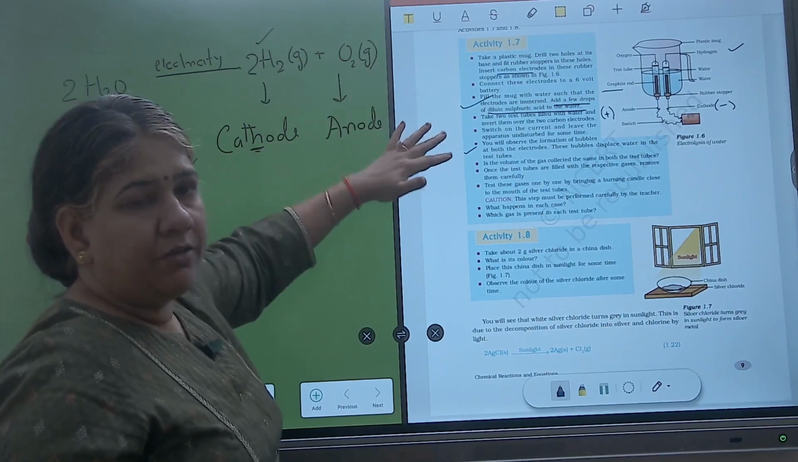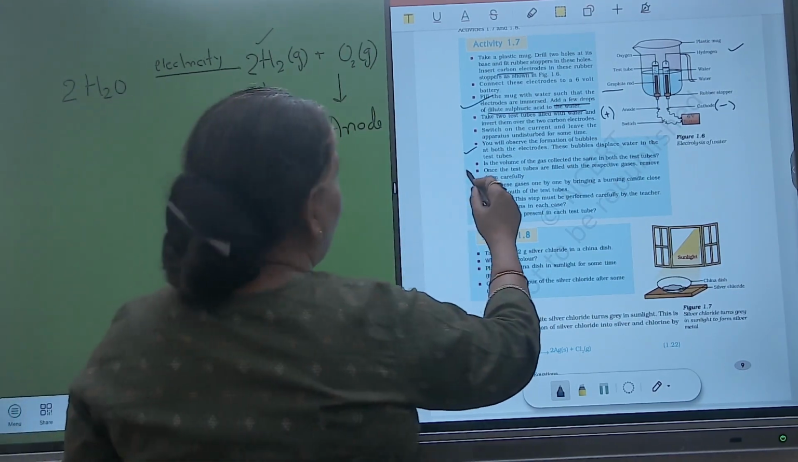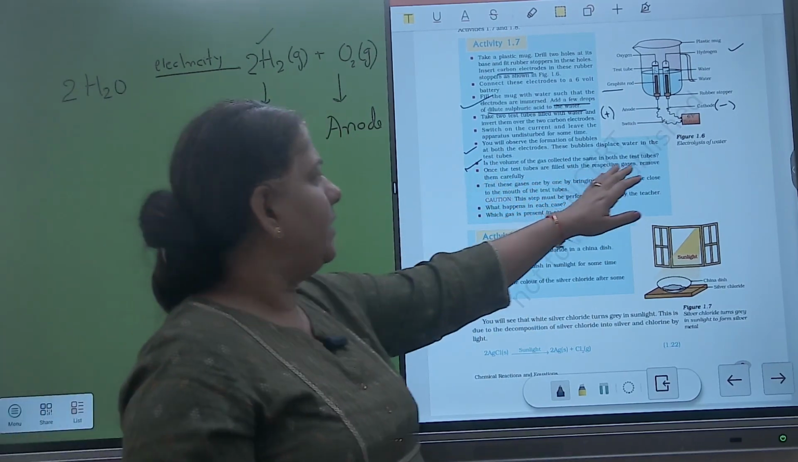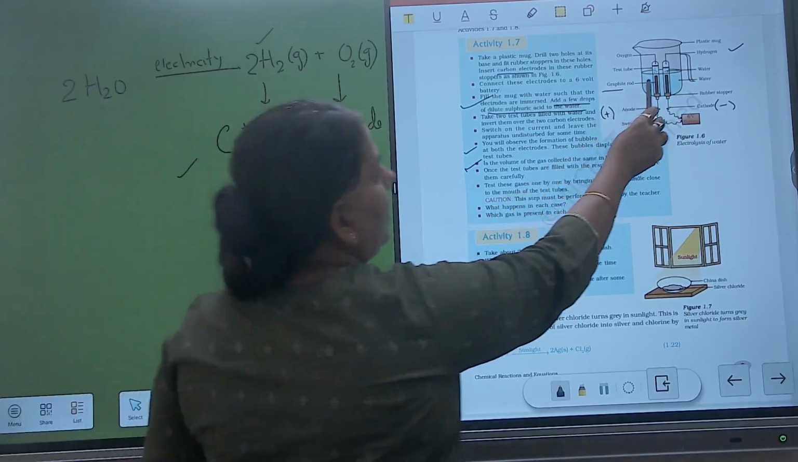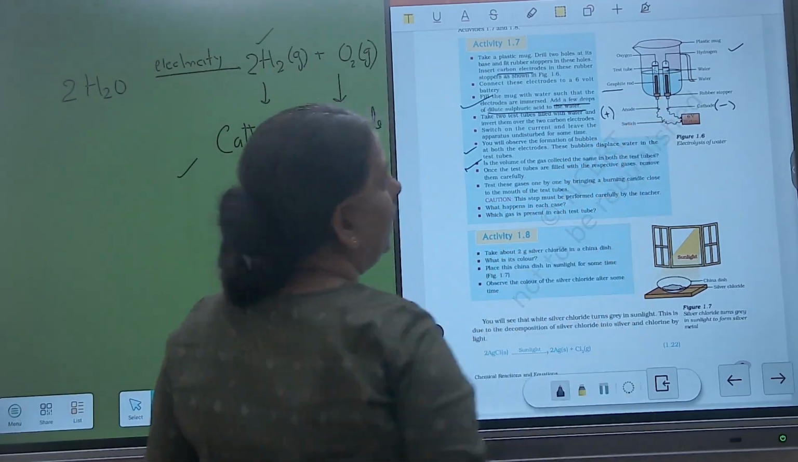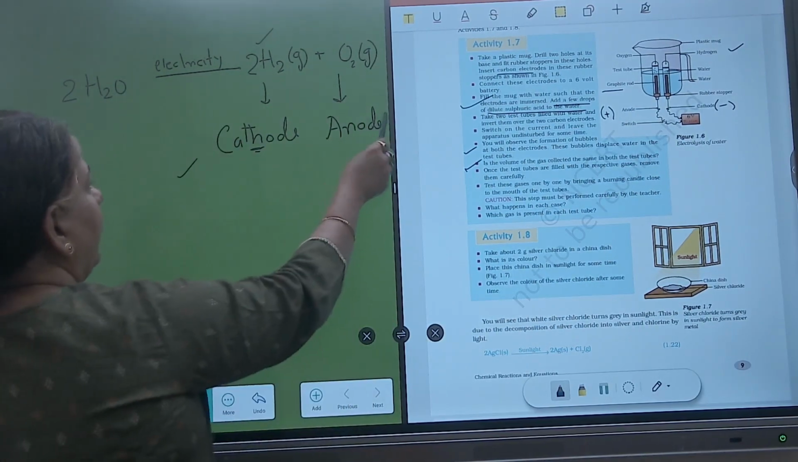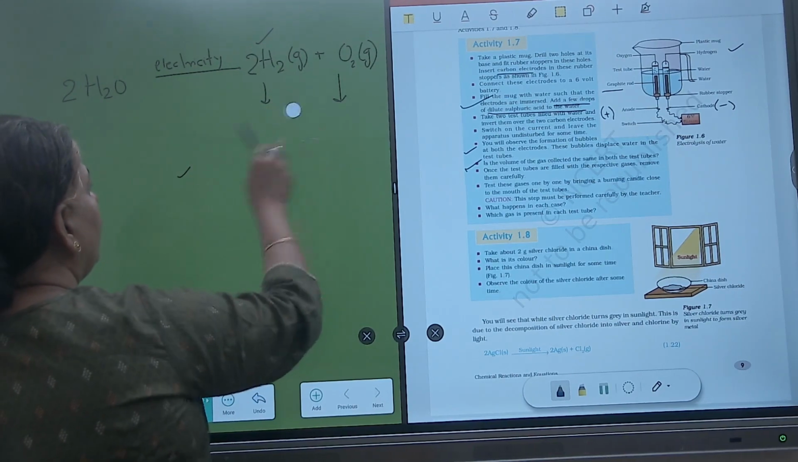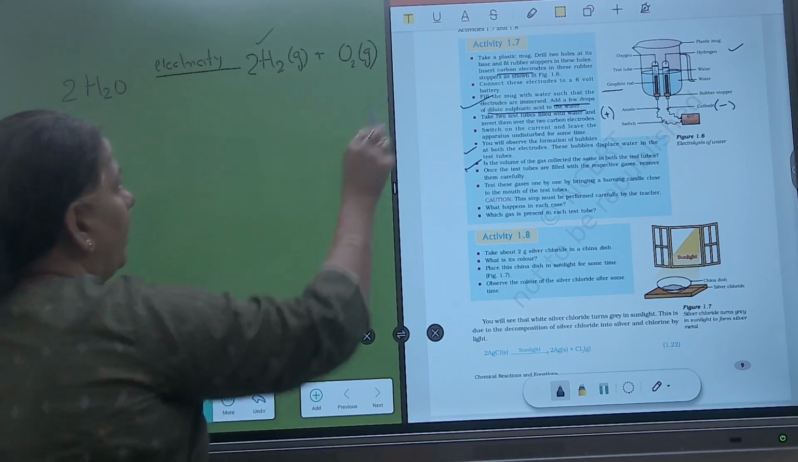Obviously, the other gas will be at the anode. Next question that is asked is: is the volume of gas collected the same in both the test tubes? So we see the gases collected are not equal in amount. Which gas is collected or produced in larger amount? This we can easily make out from the balanced equation.